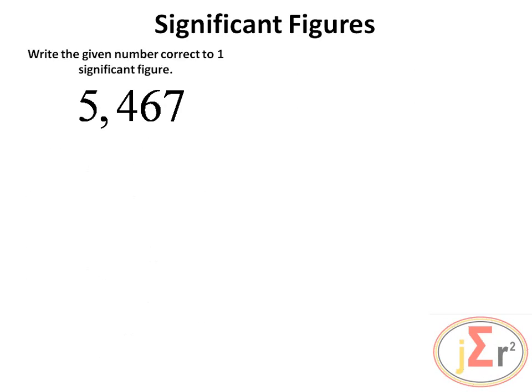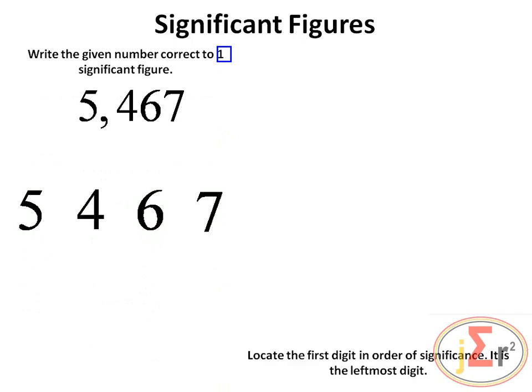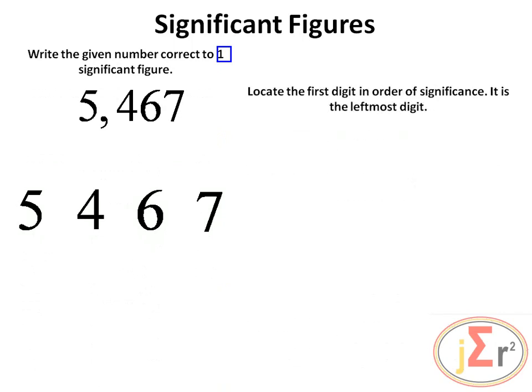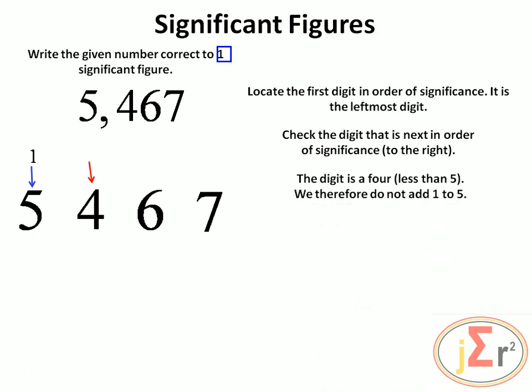We're going to write that one now, which is the same one, to correct to one significant figure. So we are going to be looking at the most significant digit this time. So locate the first digit in order of significance. It is the leftmost digit. That one. Check the digit that is next in order of significance, which is to the right of it. The digit is a 4, less than 5. We therefore do not add 1 to 5. So we're not going to add 1 to 5. So the 5 goes back as it is, and what?